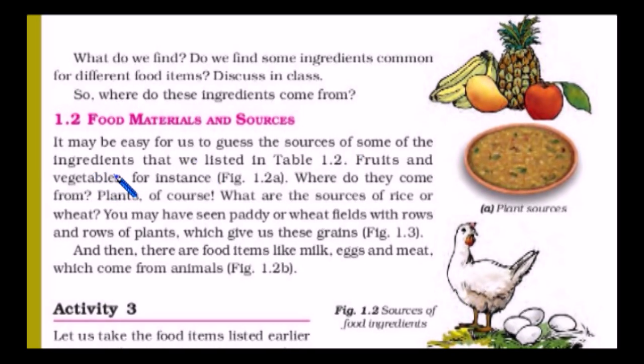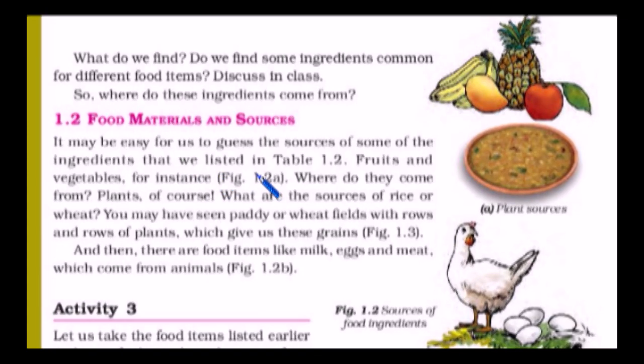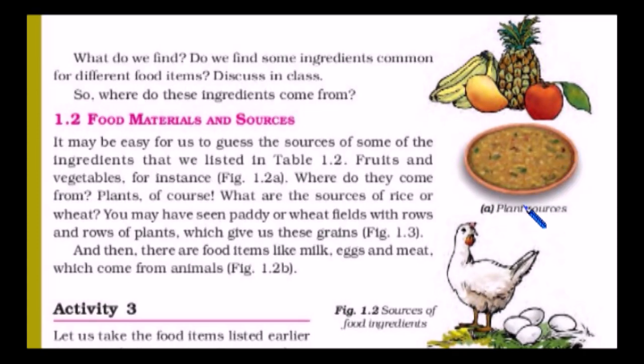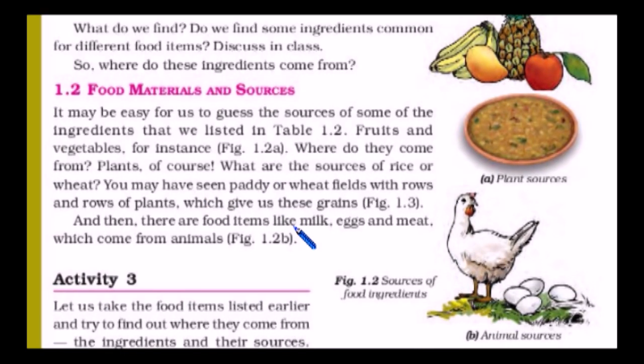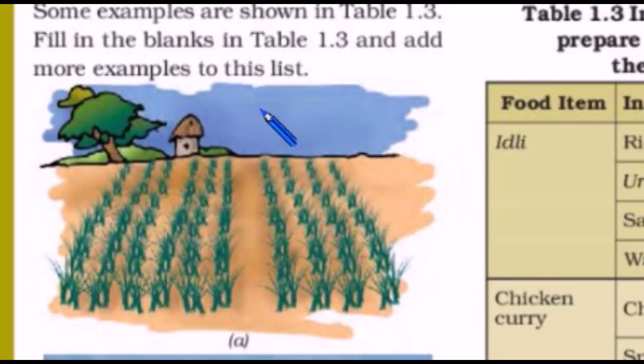Fruits and vegetables, for instance, Figure 1.2a. Plant sources. Where do they come from? They come from plants, of course. What are the sources of rice and wheat? You may have seen paddy or wheat fields with rows and rows of plants, which give us these grains, as in Figure 1.3. This is the figure, children, observe this.